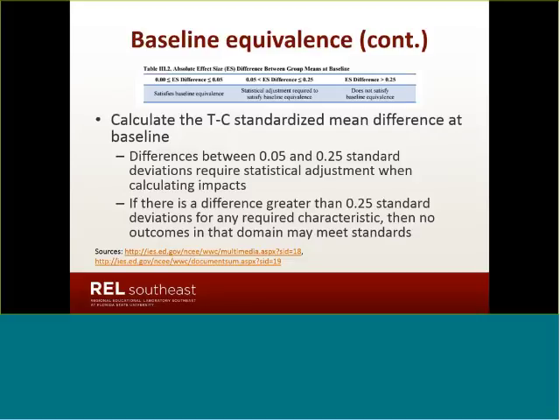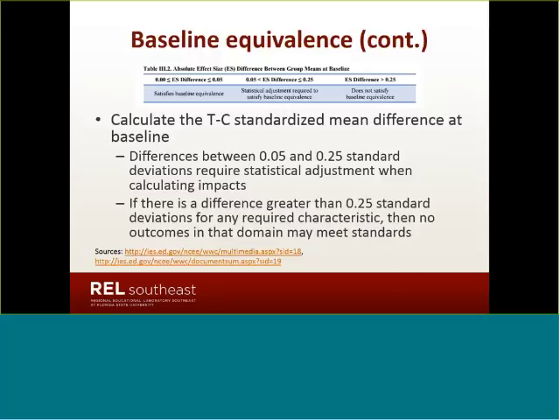Baseline equivalence is determined by the treatment and comparison group difference at baseline and expressed in standard deviation units. If the difference between treatment and comparison group is less than or equal to 0.05, then there is no need to adjust impacts for any of the baseline measures that are examined. But if the treatment and comparison group differences are greater than 0.05 or less than or equal to 0.25 standard deviations, then the impact requires statistical adjustment. And if there is a difference that's greater than 0.25 for any required characteristics, then no outcomes in the domain where that measure falls can meet standards.